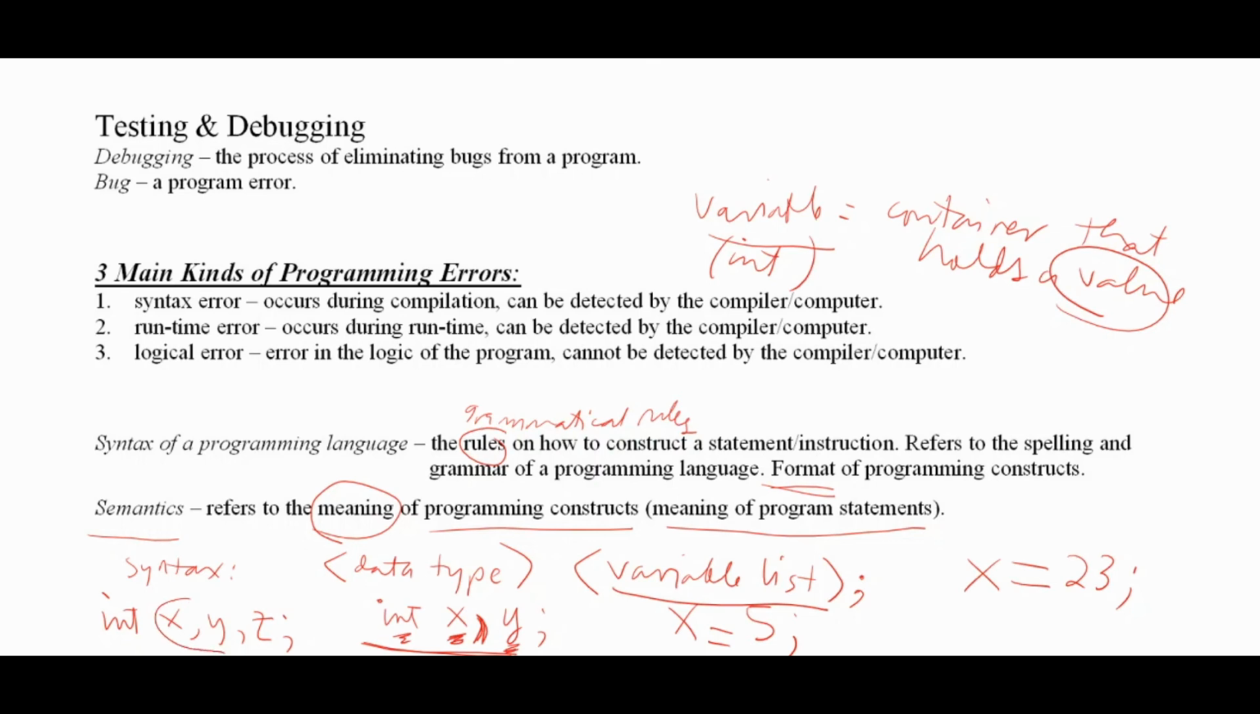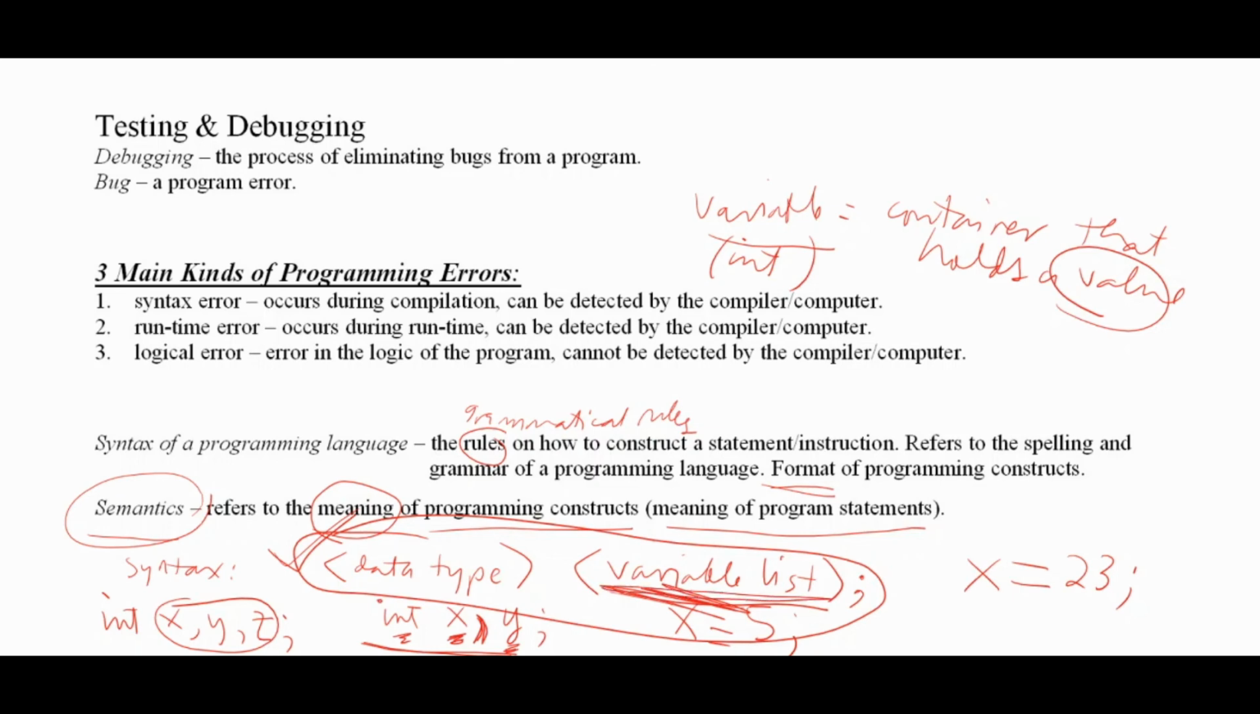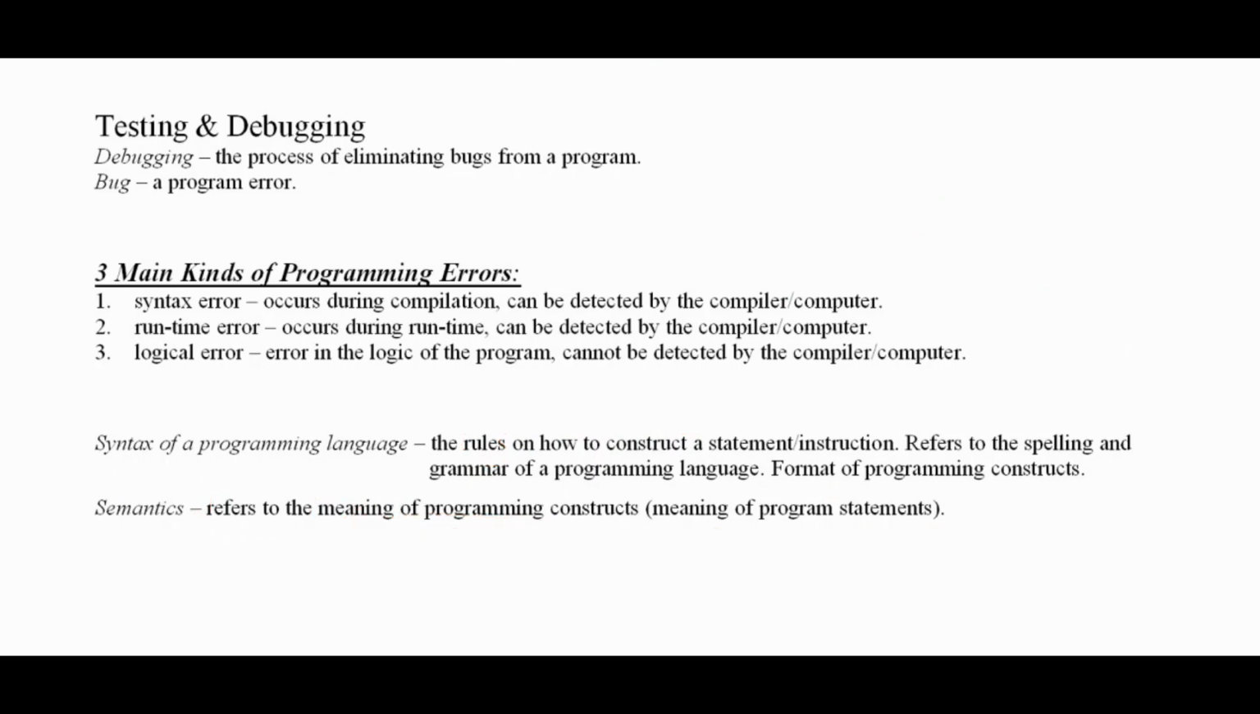Okay, so this is an example of a variable list. The syntax is the format or the rule on how to declare a variable, while the meaning, or the semantic, is the one that I have explained to you a while ago: that these are the variables or containers that the program is going to use, and the data type of the values that these variables can hold is this one, which in our example is integer.